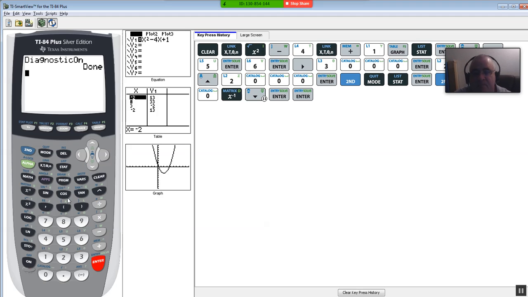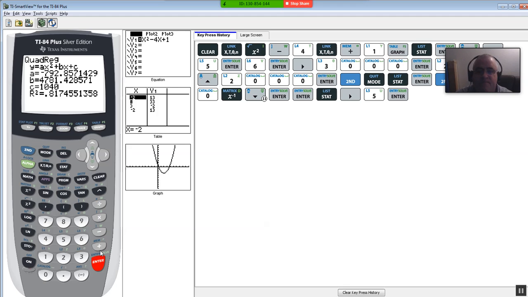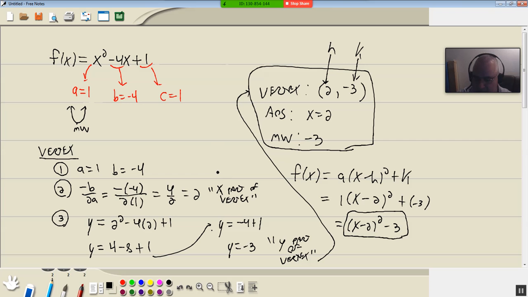It says done. Now if you do Stat, right arrow to Calc, and you want to choose number 5, Quadratic Regression, and then press enter. Now these A, B, and C you see here, you just plug into your formula, the ax squared plus bx plus c. So this is the way you can create a model. Okay, let me clear this off.